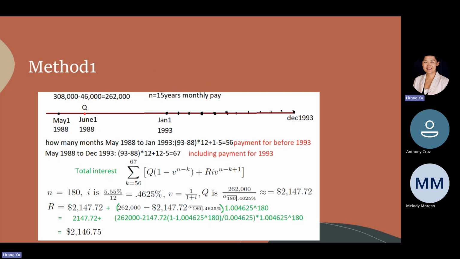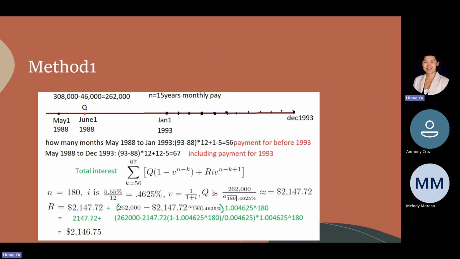Okay, so how many months since May 1988 to January 1993? The number of months will be 93 minus 88 times 12. And then for January and May, you take the 1 minus 5 to get the number of months. So there's 56 payments for that. Any question? So then we're going to start looking at, if we're focused on the year, how much payment is made in that year.